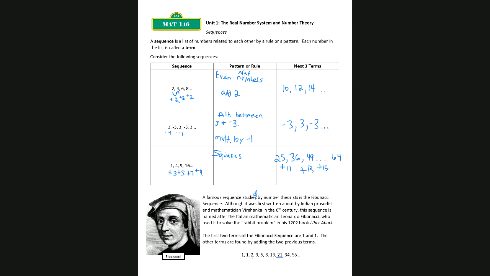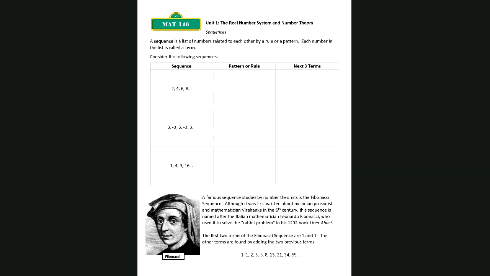So to get 21, I'm going to say 8 plus 13. To get 34, I'm going to say 13 plus 21. And to get 55, I'm going to say 21 plus 34. So what are the next three terms of the Fibonacci sequence?